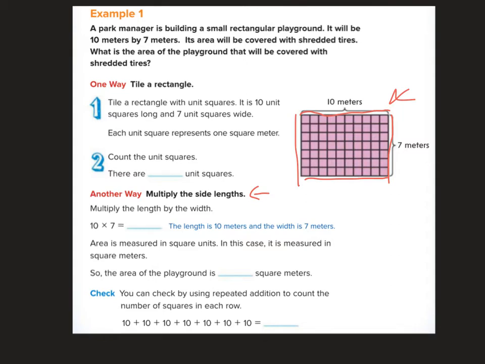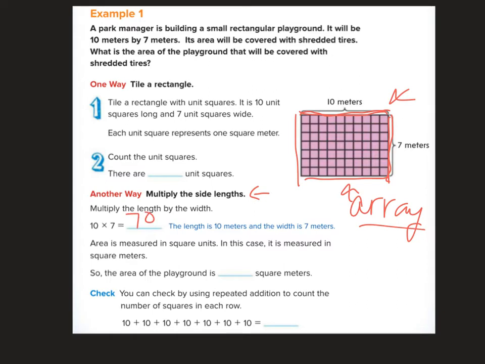Multiply the side lengths. So if we multiply 10 times 7, we can know how many squares are in here, because this is just an array. Remember when we were talking about arrays? That's exactly what this is. 10 times 7 is 70.